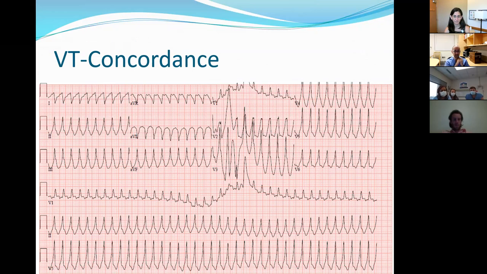Sometimes you will have VT that goes really fast, right? This is, I don't even know how, like 230 beats a minute or so. Maybe. So this is VT going really fast, and we have an EKG of it. So thank you to whoever got it. And this is another example of that concordance, that precordial concordance. All the QRS complexes are positive here in V1 through V6. So this would be another one that goes along with this being VT.